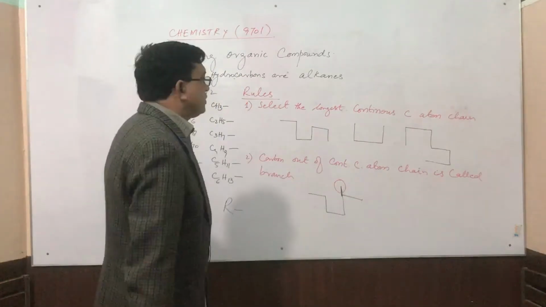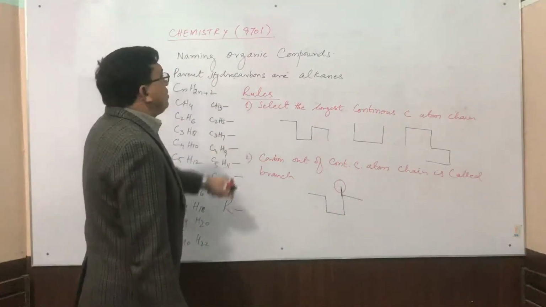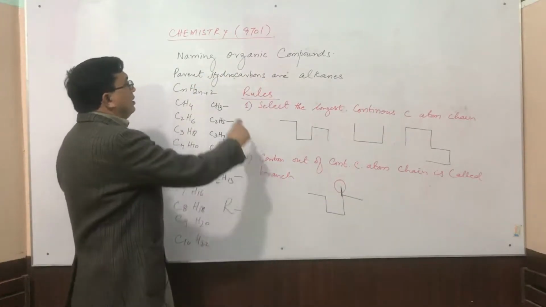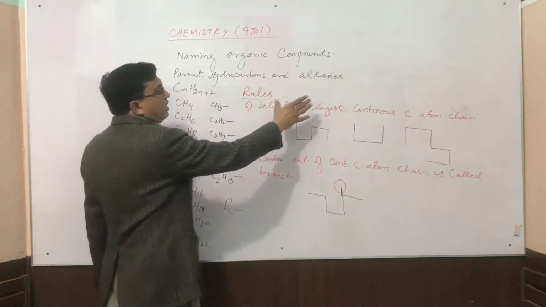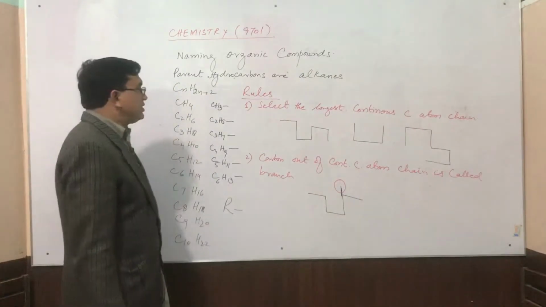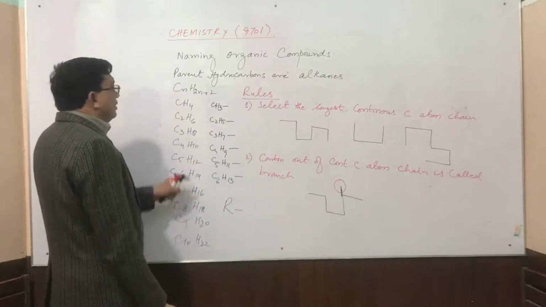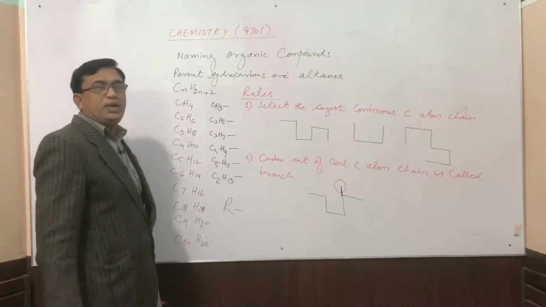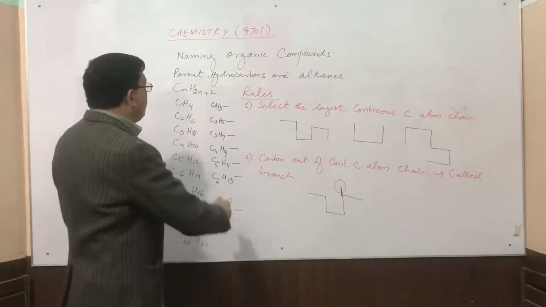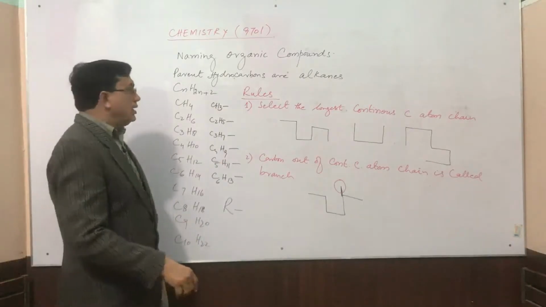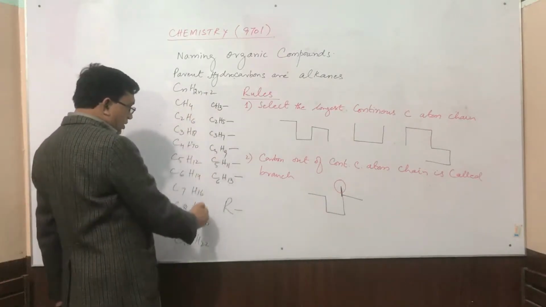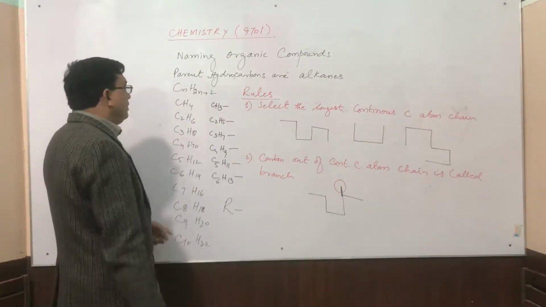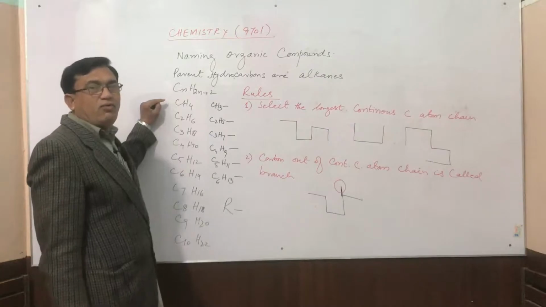Hello. Our next A level chemistry topic is naming organic compounds. The parent hydrocarbons are alkanes, as we have discussed earlier. The general formula of alkanes is CnH2n+2. And if we put values of n in this general formula, we will get a homologous series containing different numbers of carbon atoms.